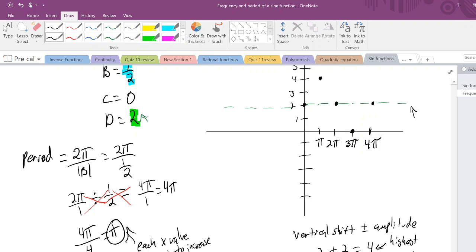So this is what I mean. Your midline is acting like your x-axis, but now it's a little bit different. The amplitude changed, so then I just connect it. So there it is.